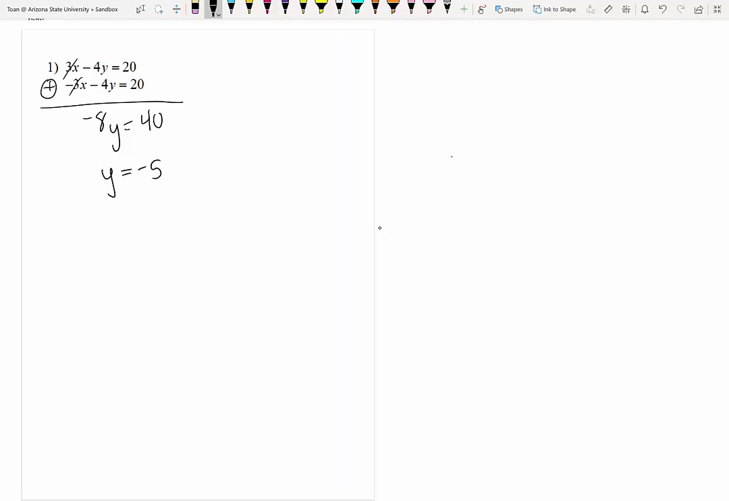The moment you get a numerical answer, just substitute it back into any of the original equations. It doesn't matter which one. Let's choose the top equation at random. Substitute in y equals negative 5. So instead of a y, I'm going to substitute a negative 5 in. And then you just do math.